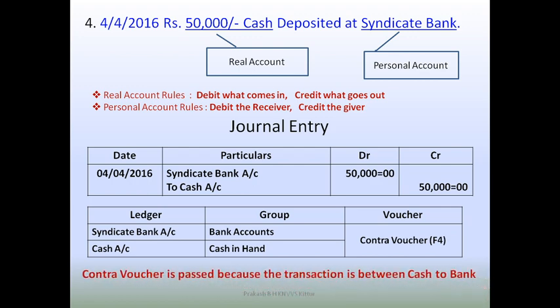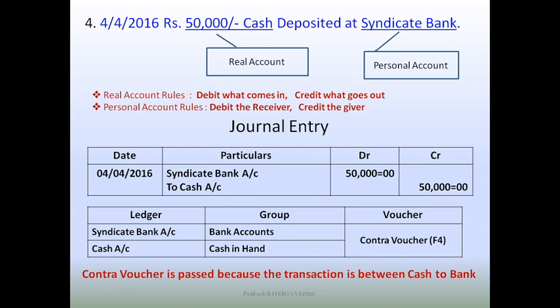So we go through the journal entry. Date 4/4/2016. In the particulars, the head of the account is the Syndicate Bank. Syndicate Bank is a personal account. The personal account rule says debit the receiver and credit the giver. Syndicate Bank is the receiver, therefore it is on the debit side. The bank received the amount, so it is on the debit side.